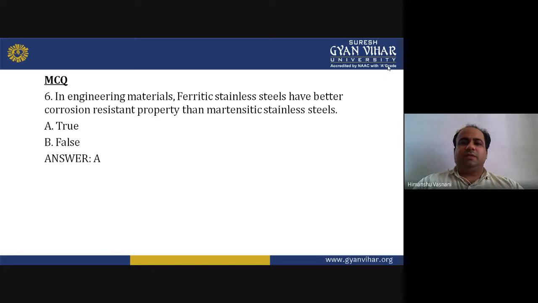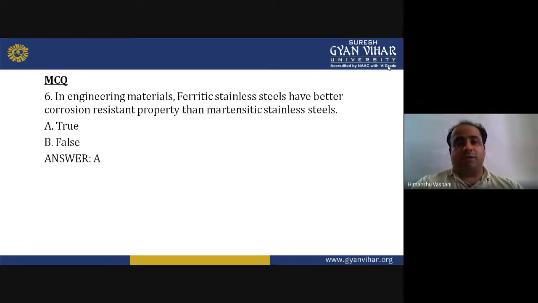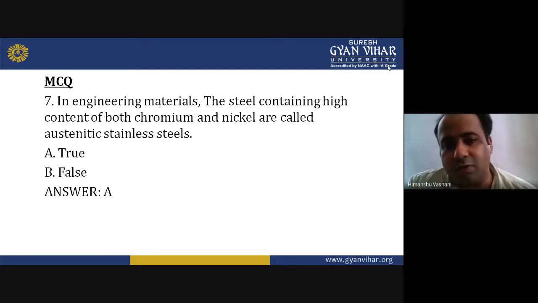Now, in engineering materials, the ferritic stainless steels have better corrosion resistance properties than martensitic stainless steel. When we were discussing these two kinds of steel, we came across this conclusion that ferritic stainless steel has better corrosion resistance than martensitic stainless steel. So it is true.